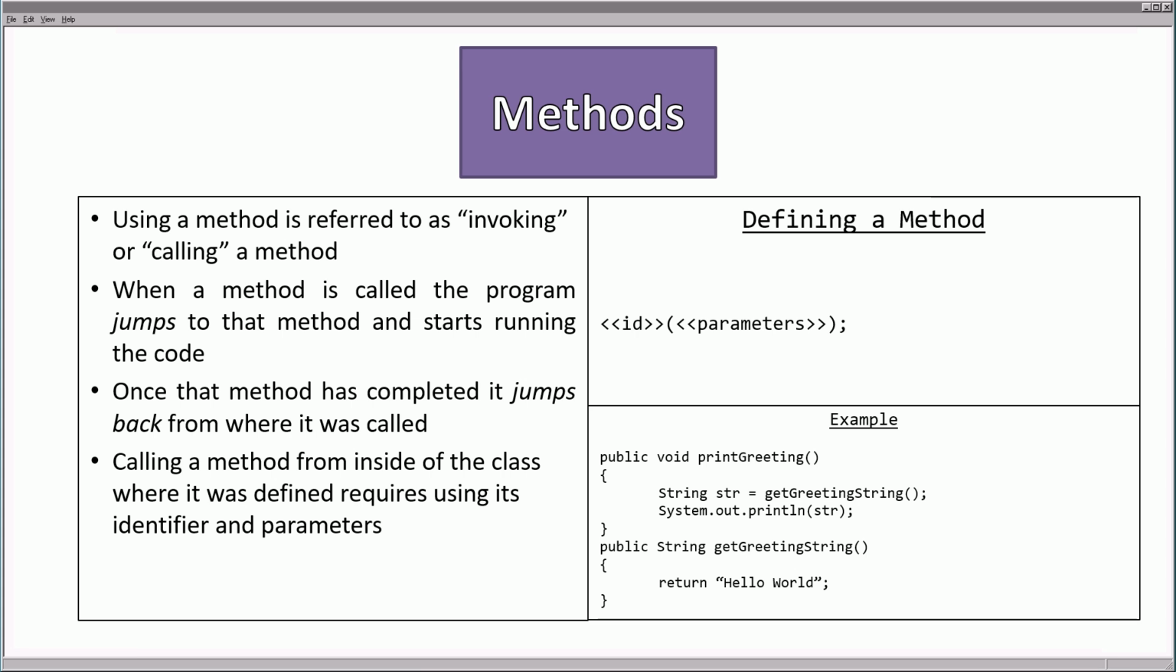So if we take this example down here, we have this string, str, and we assign this to getGreetingString. Now, if we start right here, as soon as we call that method, we stop and we immediately jump down to here. This then returns hello world, which then is assigned to str, and then it prints out hello world. This is also the exact same way that you've used keyboard.nextInt. What happens is every time you've called that method, it jumps to the method nextInt. It does something and then returns that integer value back.